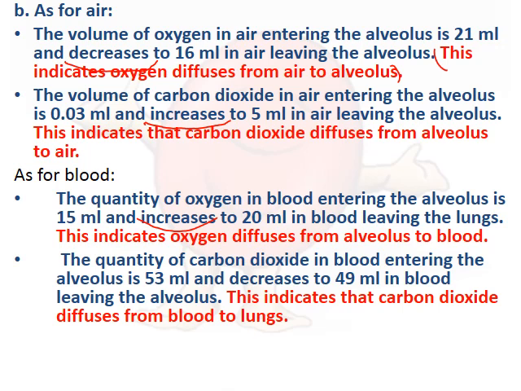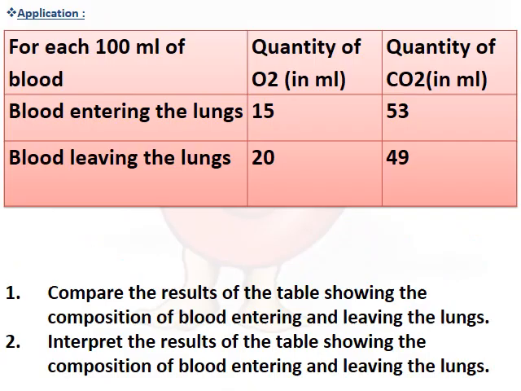Also, the amount of carbon dioxide in blood entering was 53 milliliter and it decreases to 49. Also, I use decreases here. So what does this indicate? This indicates that carbon dioxide diffuses from a medium of high concentration, which is the blood, to a medium of low concentration, which is the lungs. Here I did the analysis, which is in the blue, and the indication, which is in red.